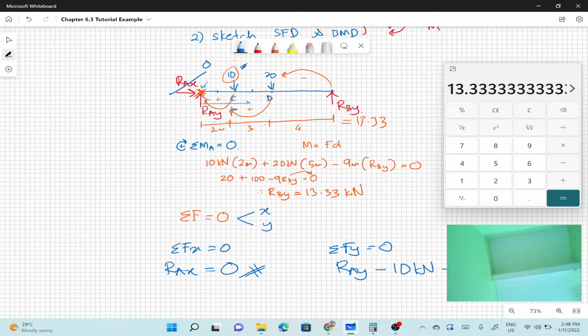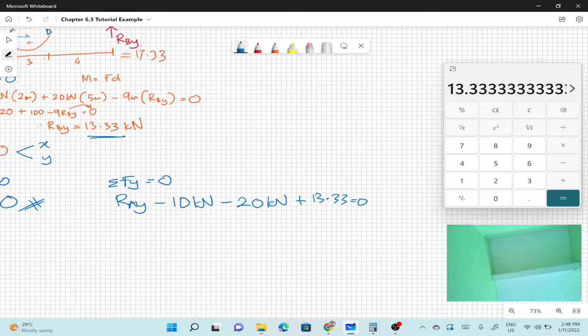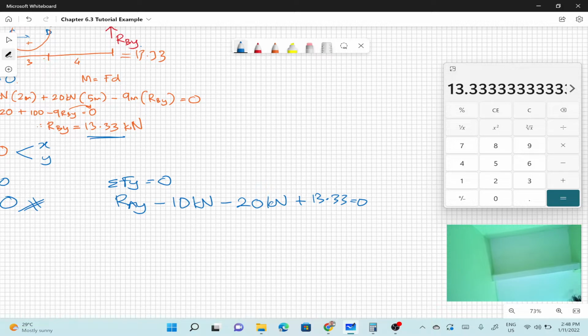Okay, so plus RBY, and our RBY is 13.33, so I'm just going to put down the 13.33, and this should be equal to 0. Okay, let's bring it over here, and then just solve for RAY. Therefore we're going to get RAY is equal to 10 plus 20 minus 13.33. That is 6.67, and don't forget the unit, kilonewton.